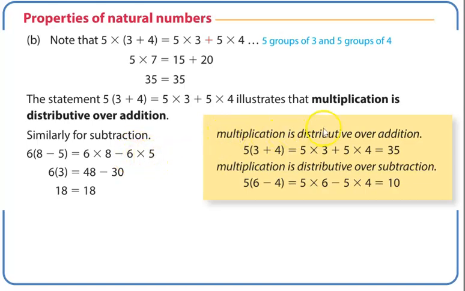So multiplication is distributive over addition. 5 times (3 plus 4) is equal to 5 times 3 plus 5 times 4, which gives us 35. And multiplication is distributive over subtraction. So 5 times (6 minus 4) is equal to 5 times 6 minus 5 times 4, which ends up giving us 10.